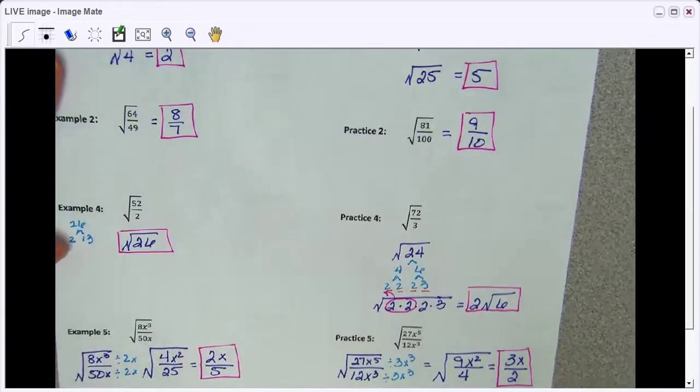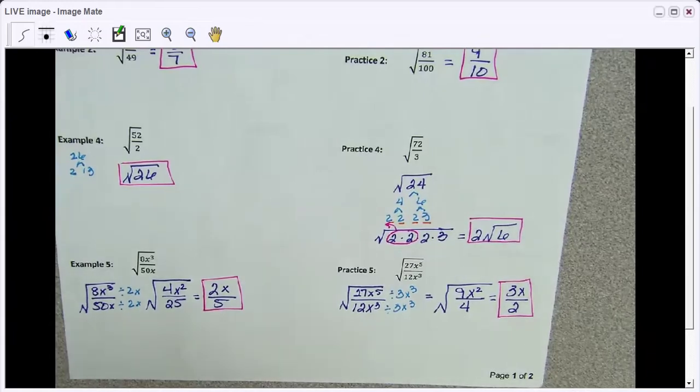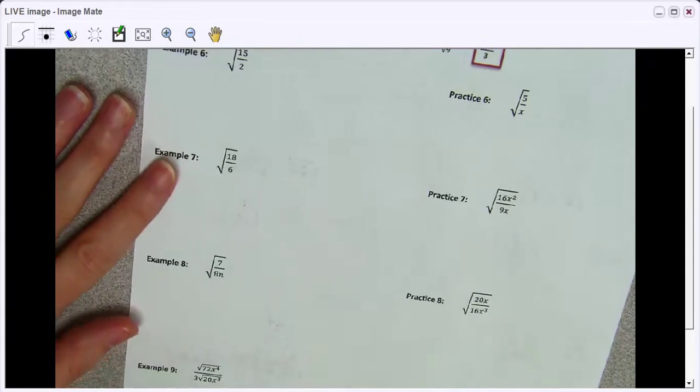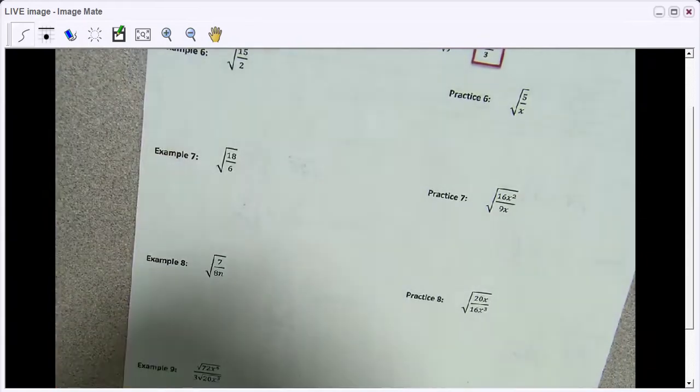Okay. And then here is the answer to practice 5. Okay, very similar to example 5. All right, let's go ahead and go to the back. This is slightly different, and I'm going to try to explain this the best I can.